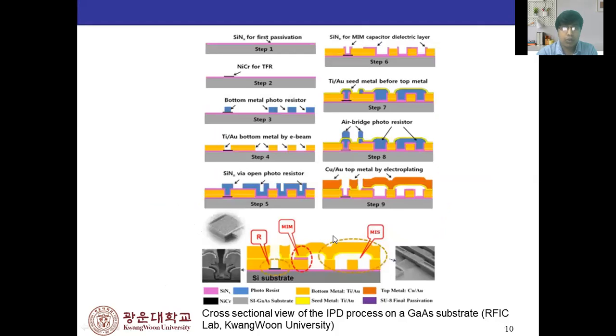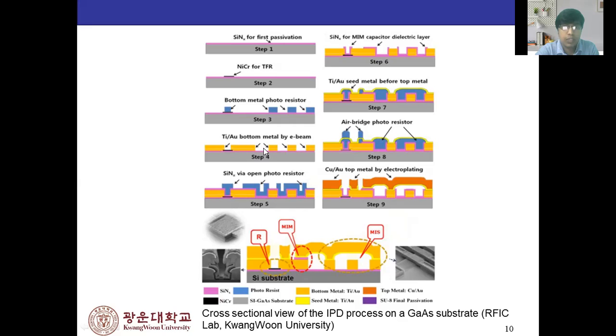And you can see the whole diagram of the process of the IPD technology for the device, in several steps. In the first step, we deposit a preservation layer, SiNx, on top of the gallium arsenide substrate layer. And after that, in step 2, we put a nickel chromium layer for the TFR as a contact. And in step 3, we deposit a photoresist on this layer by the marking process. And after that, in step 4, we deposit by electron beam evaporation.